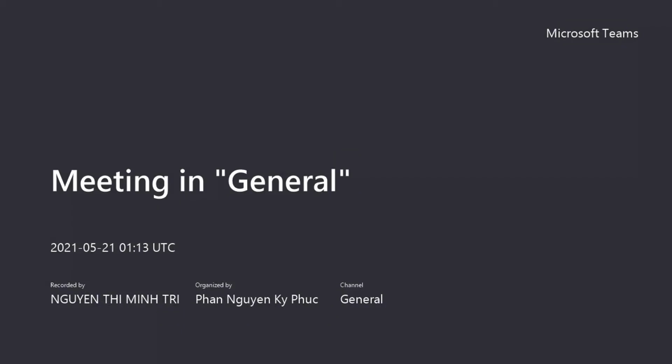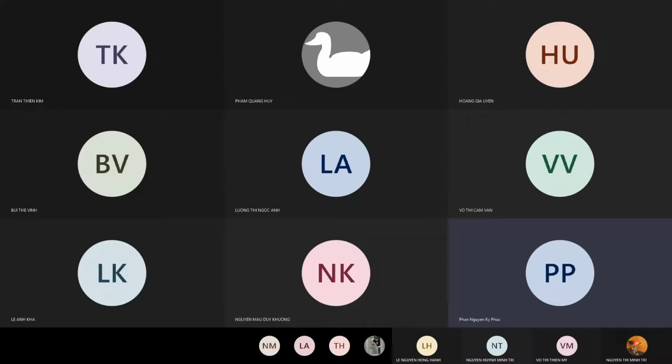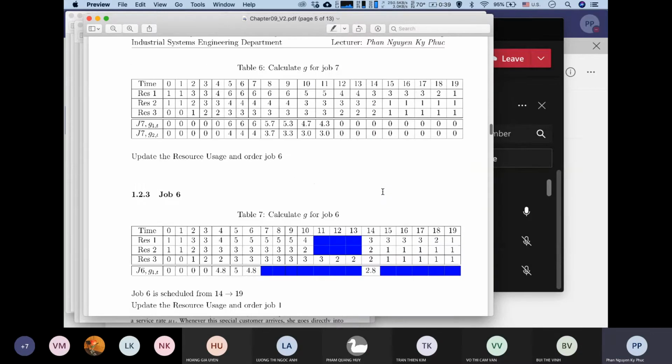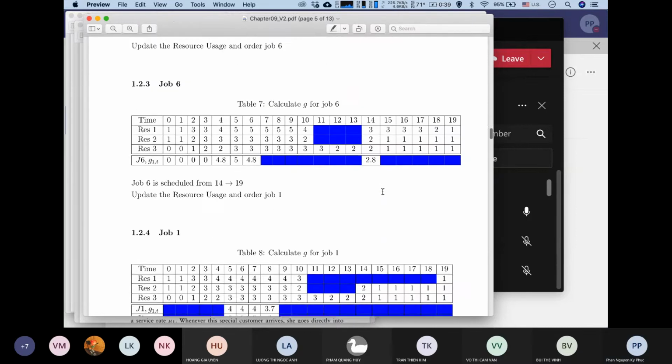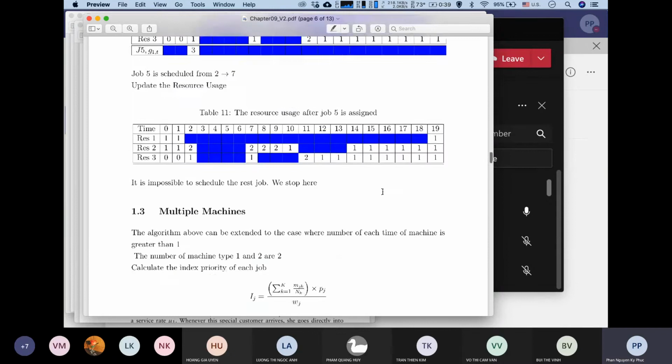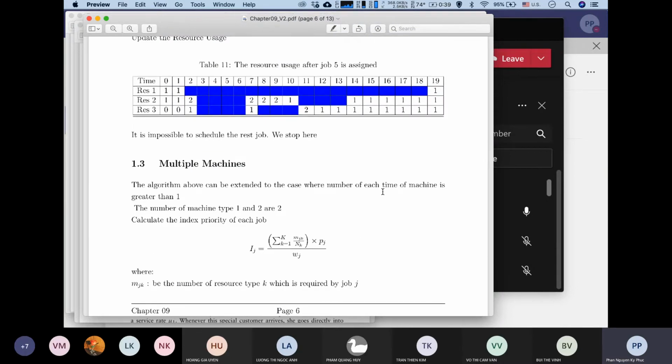Each resource has only one machine. So now the problem, and we use some heuristic algorithm to assign the jobs to the machines. Today we will try to extend the model to the case where the number of machines is more than one.